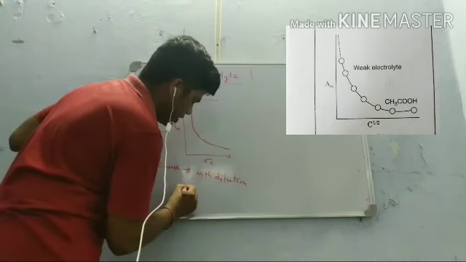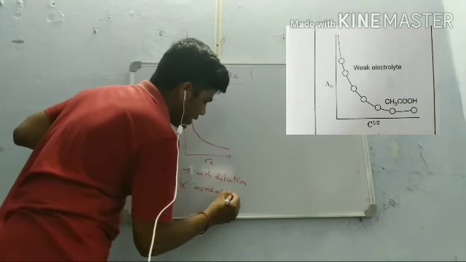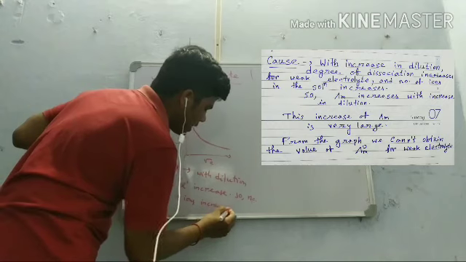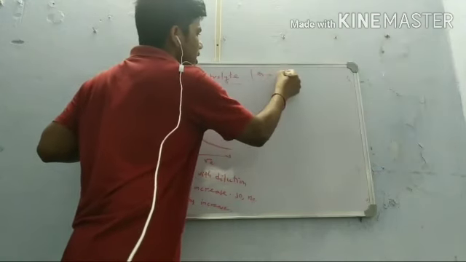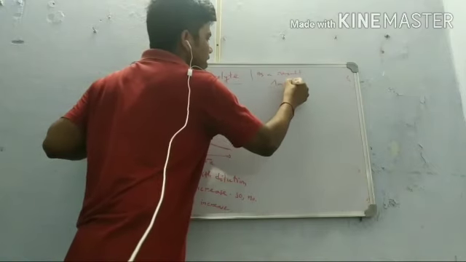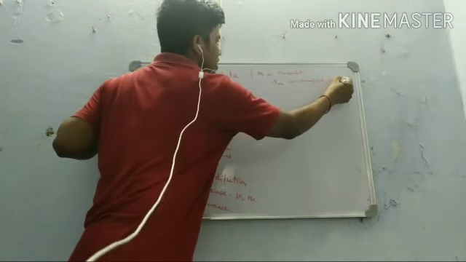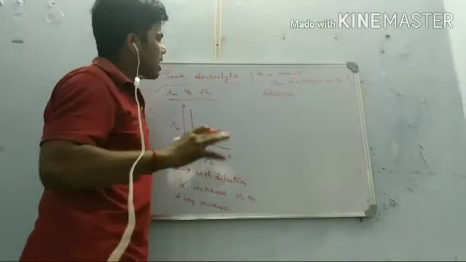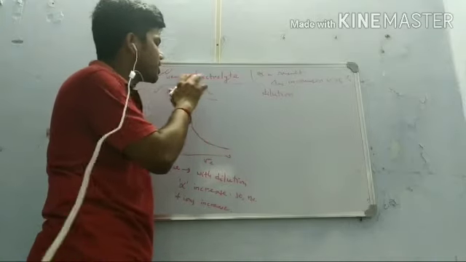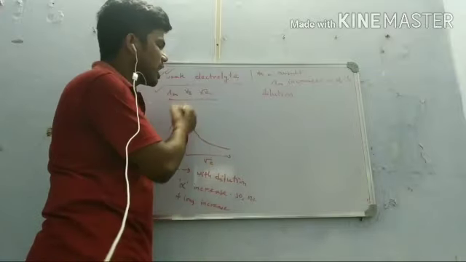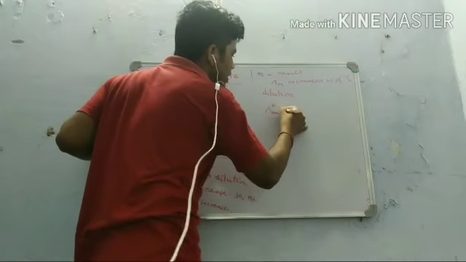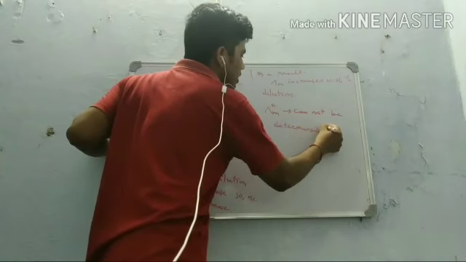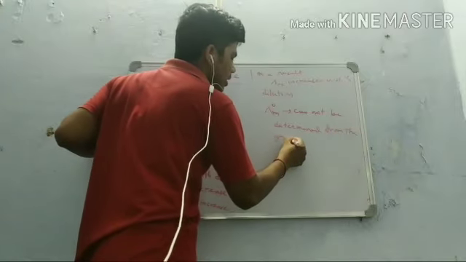If we summarize the cause: with dilution, the degree of dissociation, alpha, increases, so the number of ions increases, and that is the cause. As a result, lambda m increases with dilution. Is that clear? This is the discussion about the variation of molar conductivity with concentration for a weak electrolyte, and this is the cause. And from this graph, it is obvious that lambda m 0, or lambda m infinity, cannot be determined from the graph.